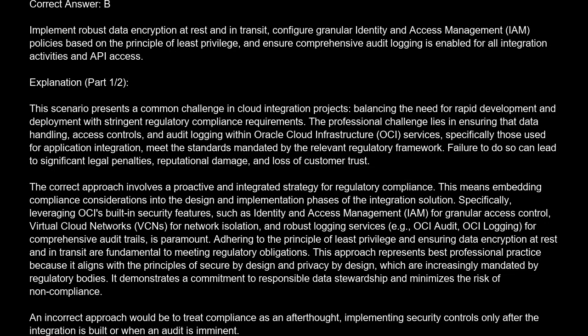The correct answer is B. Implement robust data encryption at rest and in transit, configure granular identity and access management, IAM, policies based on the principle of least privilege, and ensure comprehensive audit logging is enabled for all integration activities and API access.